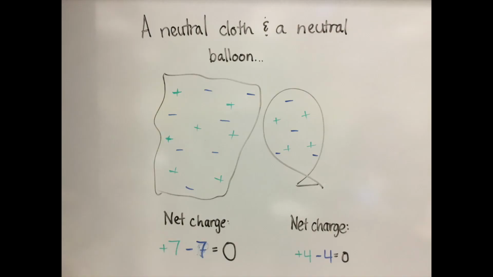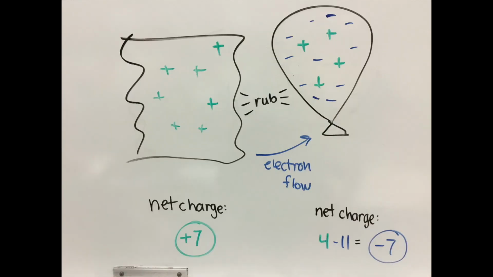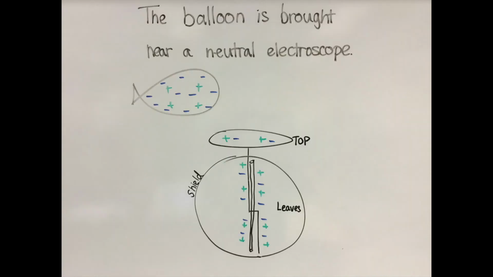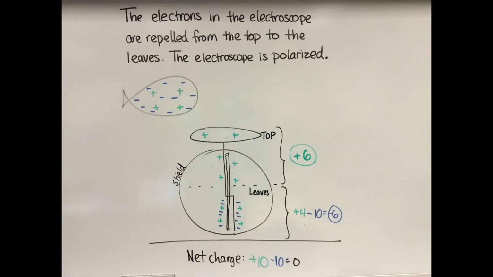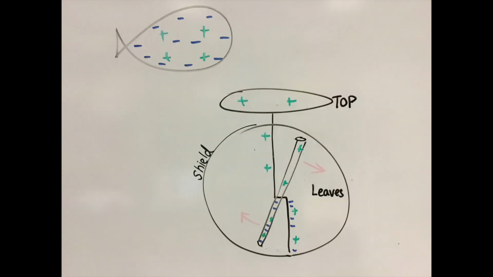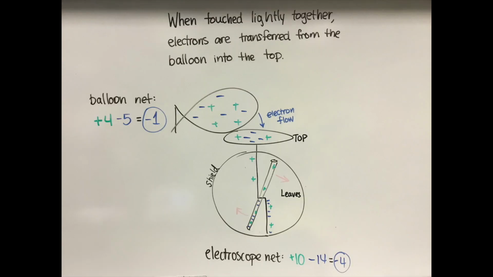In order to charge the balloon, we used a neutral cloth and balloon, rubbed them together so that it charged by friction, and then the charged balloon was brought near the neutral electroscope. It repelled the electrons to the leaves, making the electroscope polarized. The net negative charge on the bottom made the leaves spread apart.